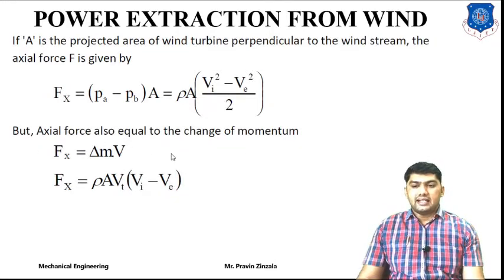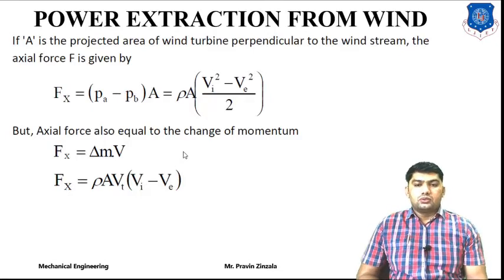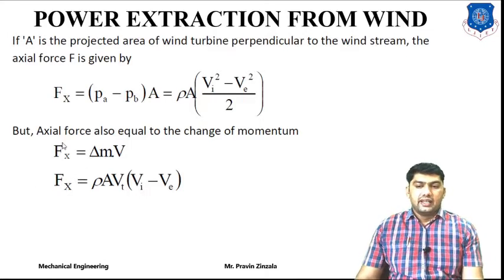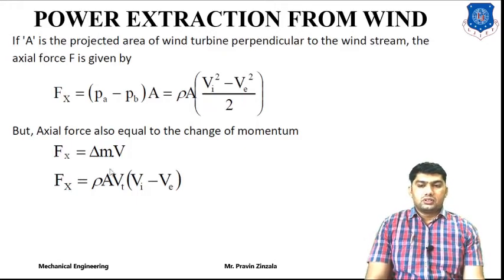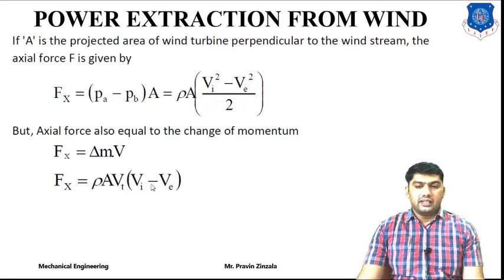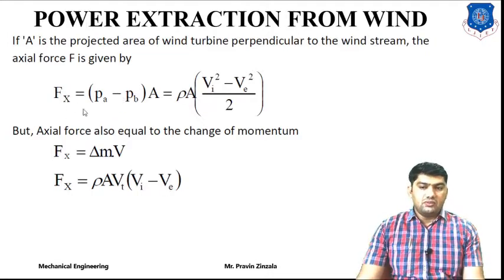And we can also say that the axial force is equal to the change of momentum. In fluid mechanics, or according to Newton's law, the axial force is equal to the change of momentum, meaning delta m into velocity. So the axial force, where m is equal to rho A Vt and the velocity is the velocity difference, meaning Vi minus Ve. So by both equations, the one we derived with PA minus PB and this final axial force, we can say that the axial force is equal to the change of momentum.